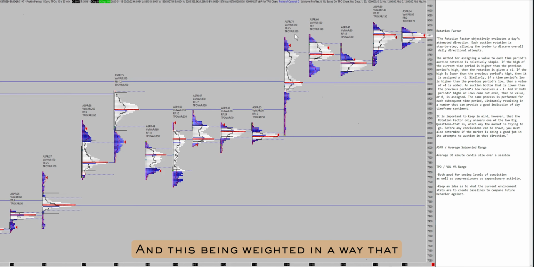And this being weighted in a way that, with Heikin Ashi, ultimately colors the candles, where you'll have some candles that normally would be green but begin to be colored red based on the level of advance with respect to the previous. And with rotation factor, we have a value that's derived, which shows us which way the market is trying to move. Okay, more often, which way is the market trying to move? Is it up, is it down, or is it just relatively sideways?